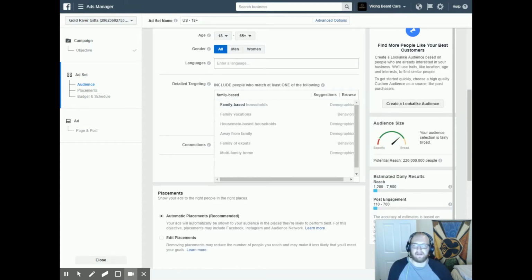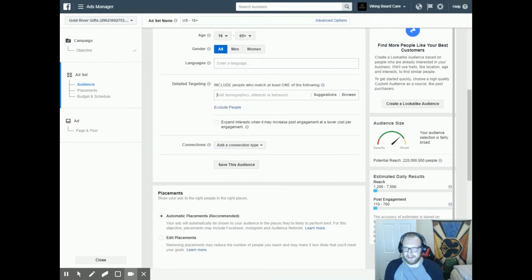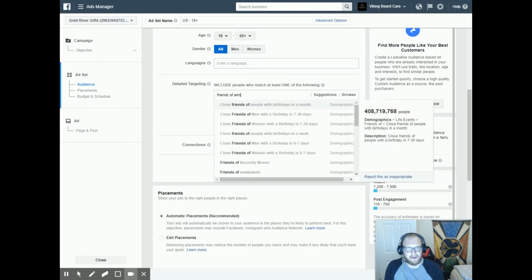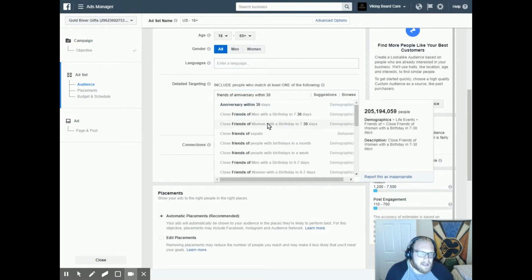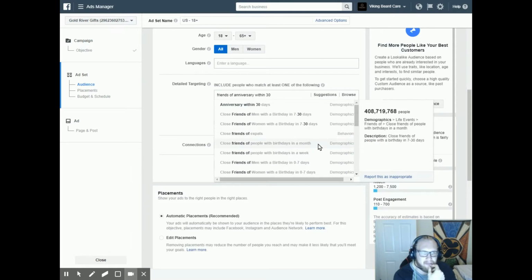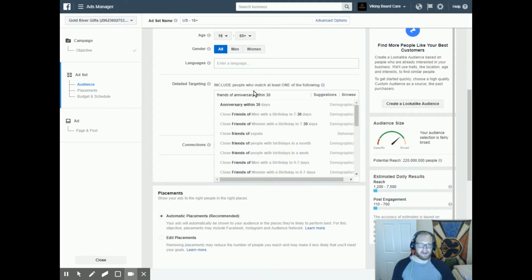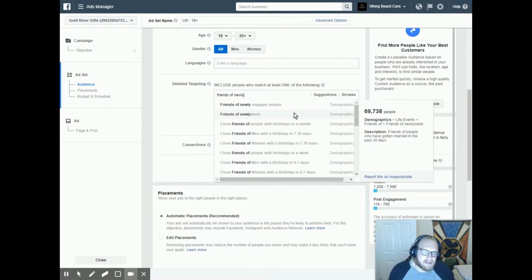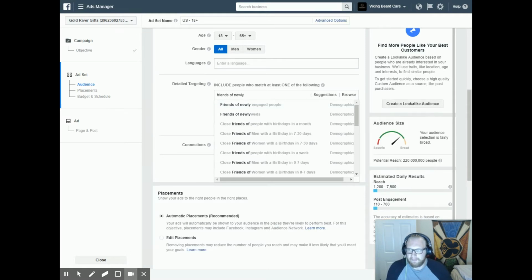Now moving on, number five, friends of people with anniversaries. You can look up friends of anniversary within 30 days. Well, realistically, you can check out any of these ones: close friends of expats, close friends of people with birthdays in a month, close friends of people with birthdays in a week. Those are all super awesome to target. Friends of newly engaged is also another really good one. You can be doing greeting services, online gift stores, e-cards, event management, any of those things. That really adds on to that there. So that was number five.